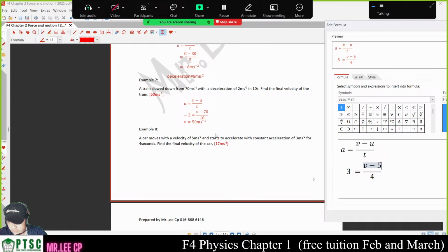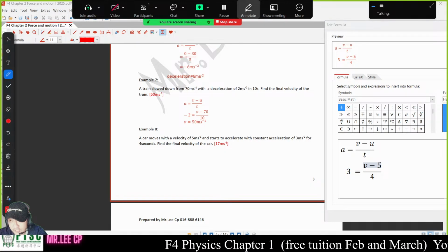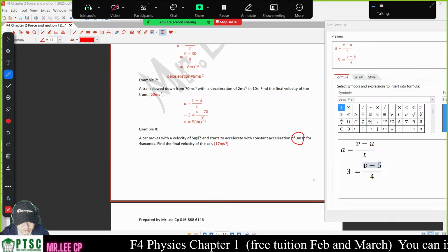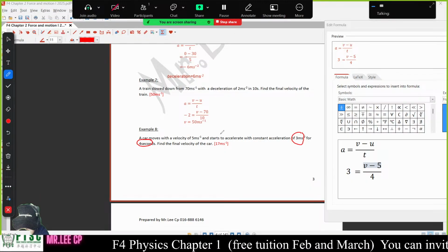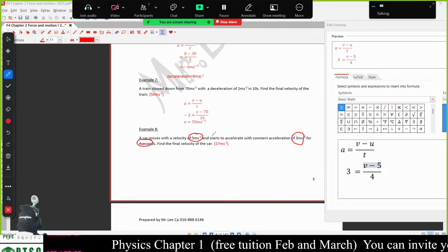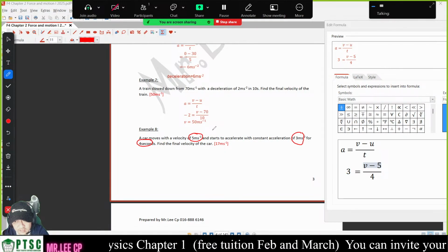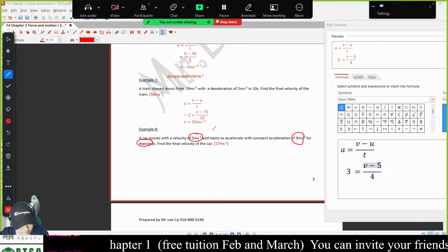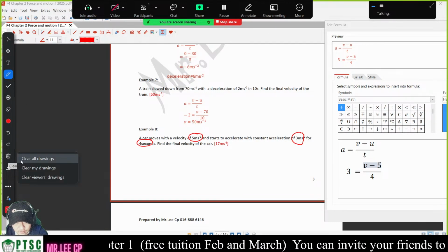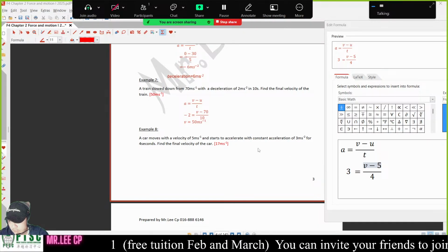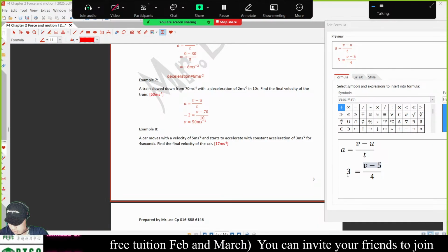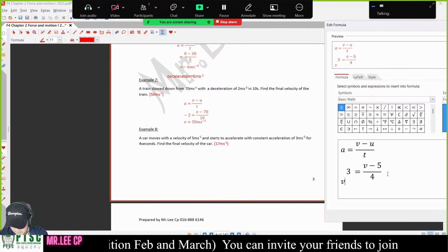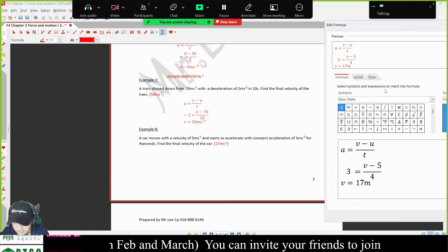So for acceleration, you look at the unit. The unit m s negative 2 is acceleration. 4 seconds is time. m s minus 1 is velocity. You look at the unit, okay? It will help you a lot. So 4 times 3, 12. 12 plus 5, 17. So v is equal to 17 m s negative 1.